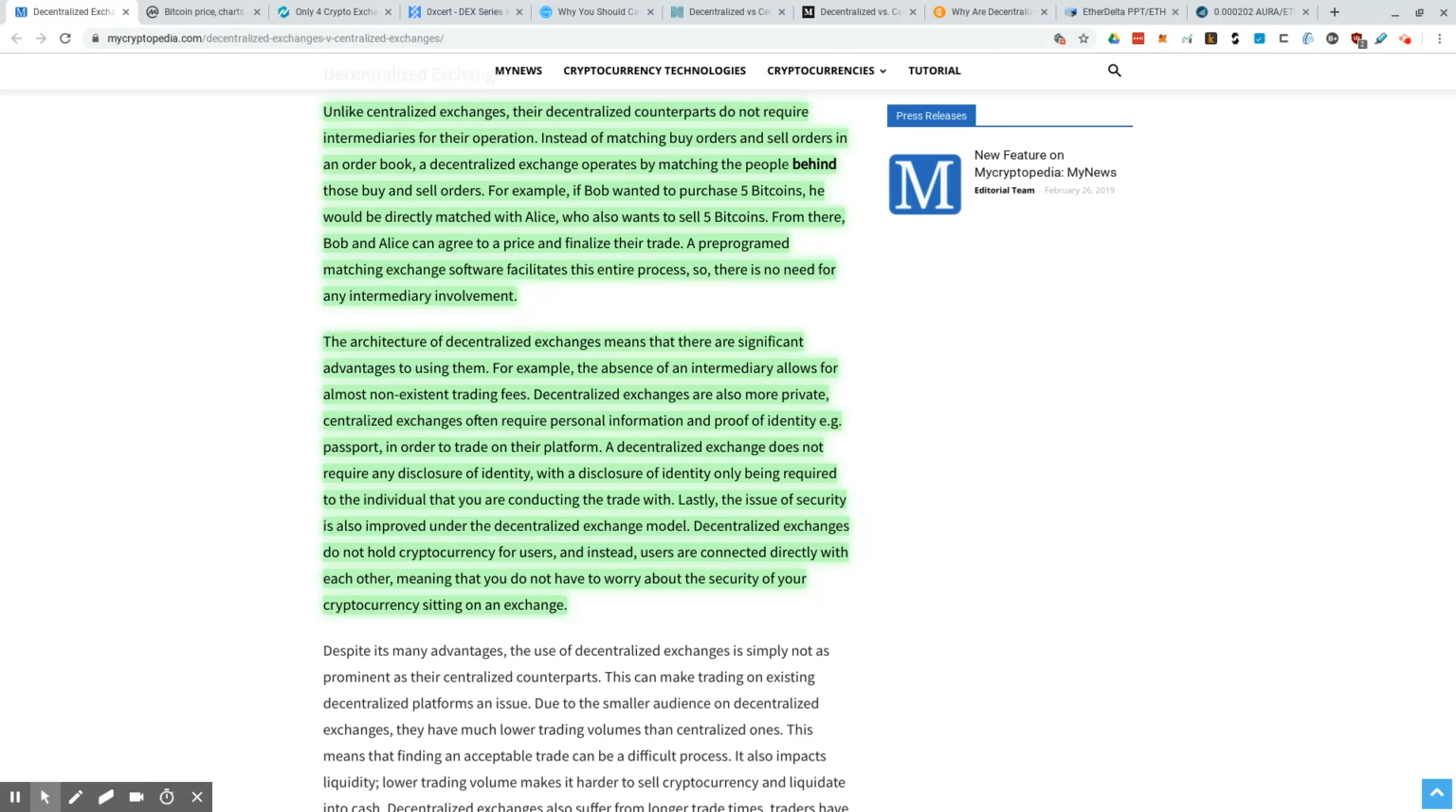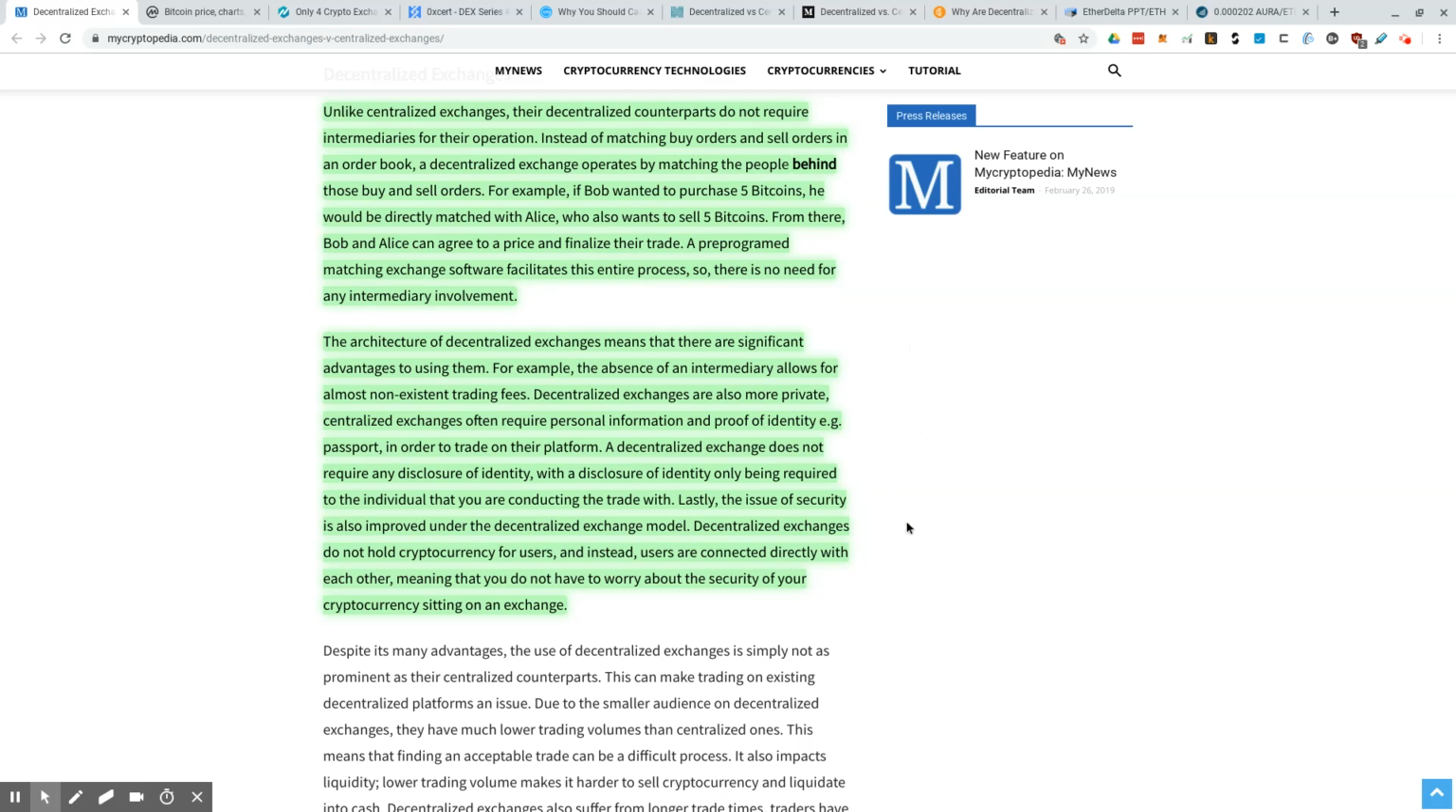The architecture of decentralized exchanges means that there are significant advantages to using them. For example, the absence of an intermediary allows for almost non-existent trading fees. Decentralized exchanges also are more private. Centralized exchanges often require personal information and proof of identity, for example a passport, in order to trade on their platform. A decentralized exchange does not require any disclosure of identity, with disclosure only being required to the individual that you are conducting the trade with.